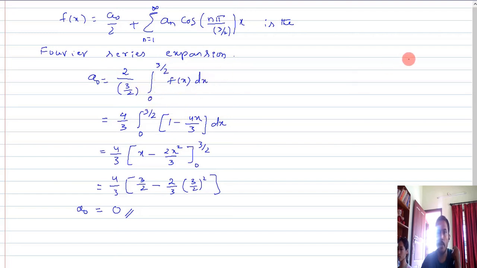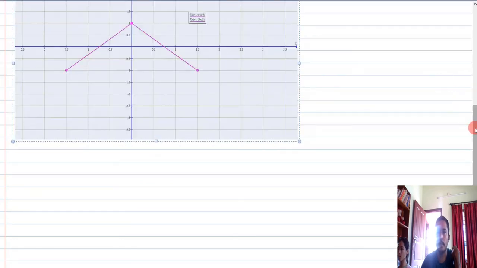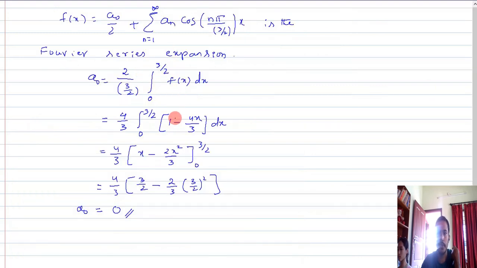From 0 to 3 by 2, if you observe the function, from 0 to 3 by 2 the function is just 1 minus 4x by 3. Therefore, I have to take the same. So the function is 1 minus 4x by 3. And then we do the integration. Integration of x is x square by 2, all those things. We'll end up with a0 as 0. a0 is 0.